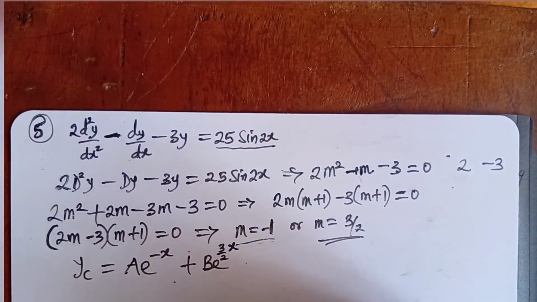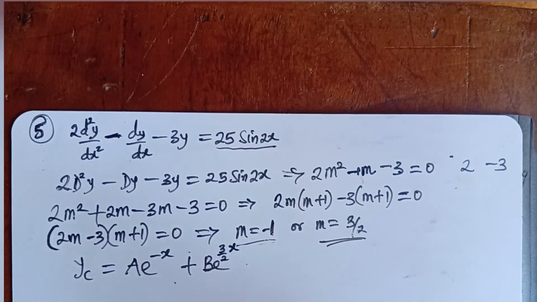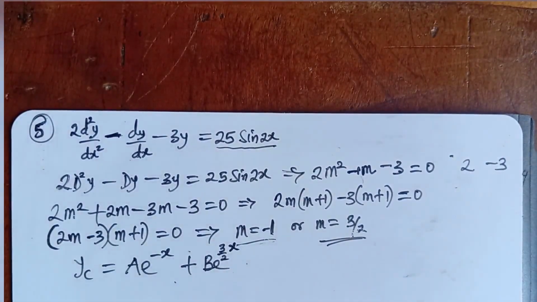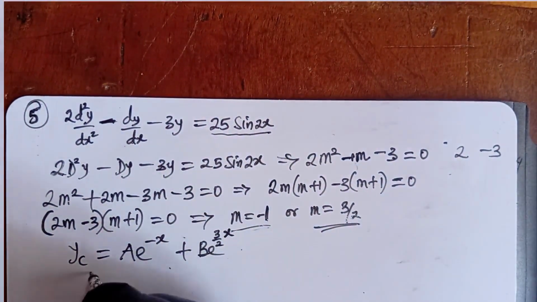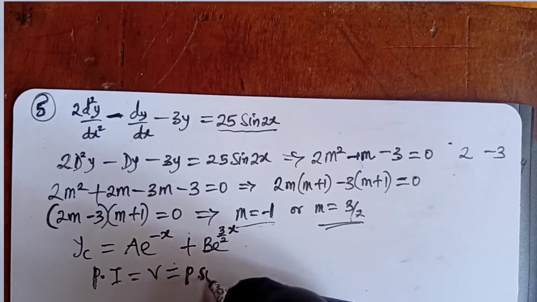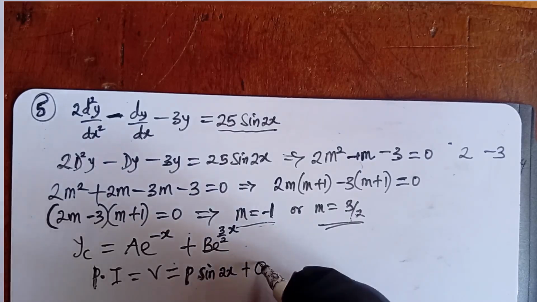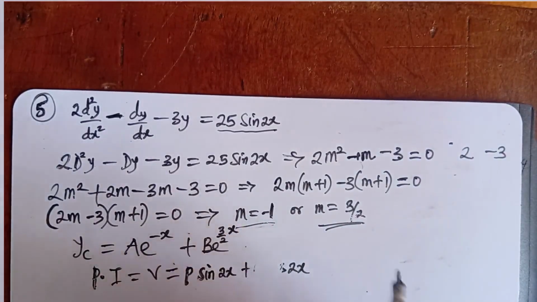Remember, we said that for a trigonometric function of either sine term or cosine term, or a sum or difference of the two terms, sine and cosine, the particular integral for sine 2x in this case, let the particular integral, which is v, be equal to p sine 2x plus r cos 2x. This will be the particular integral.